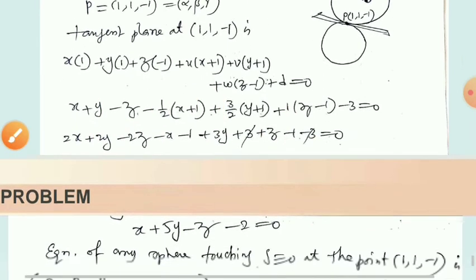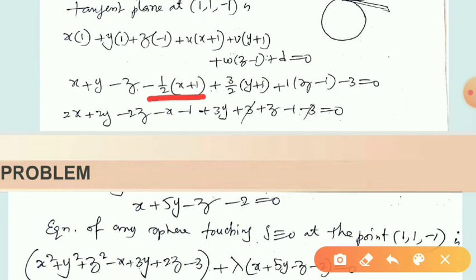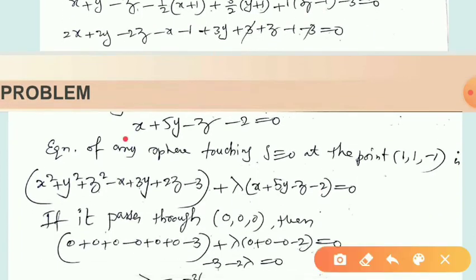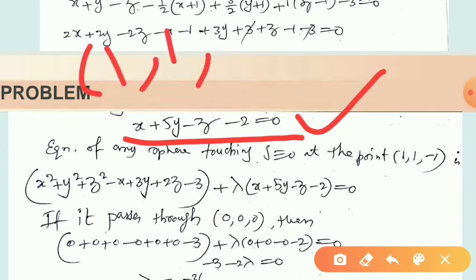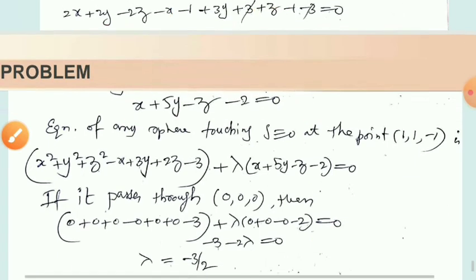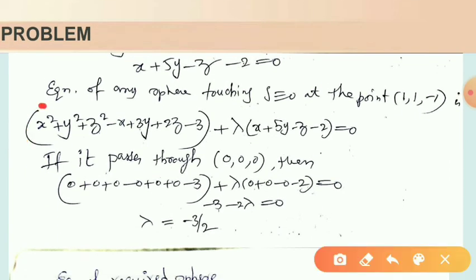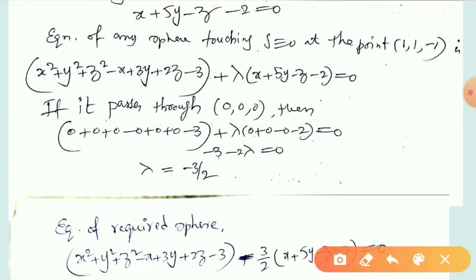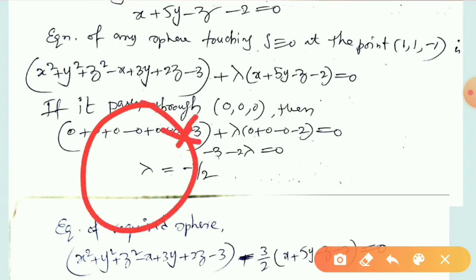Therefore here we can write -1/2 (x plus 1). In a similar way, another term is 3/2 (y plus 1), plus 1 into (z minus 1), minus 3 is equal to 0. On simplification of this entire equation, we will finally get the tangent plane to the given sphere at the point (1, 1, -1). So, this is the sphere given, this is the point (1, 1, -1), and this is the tangent plane at the point (1, 1, -1).